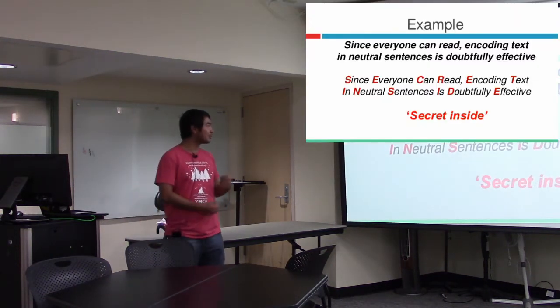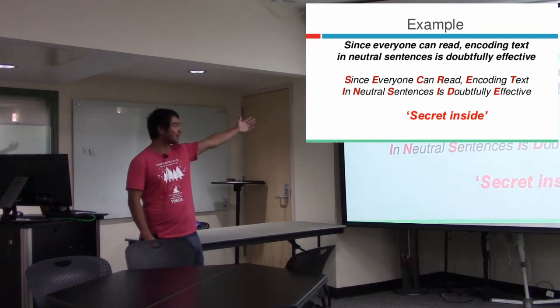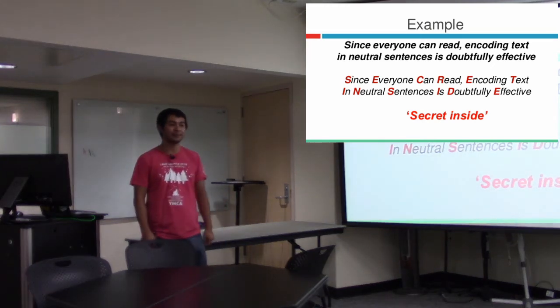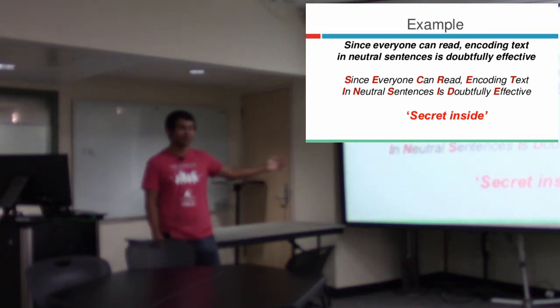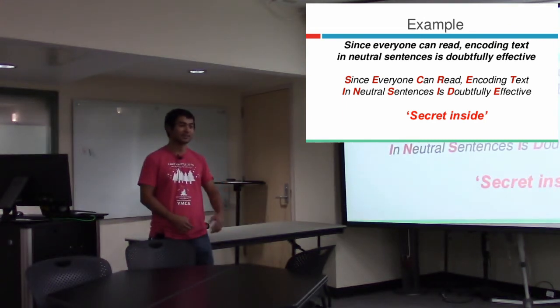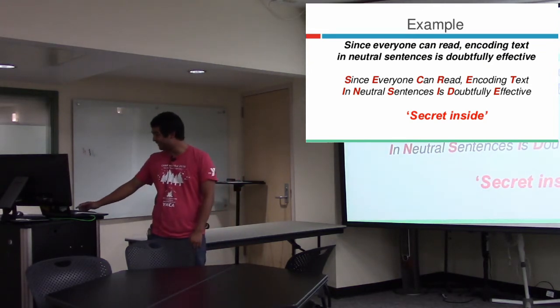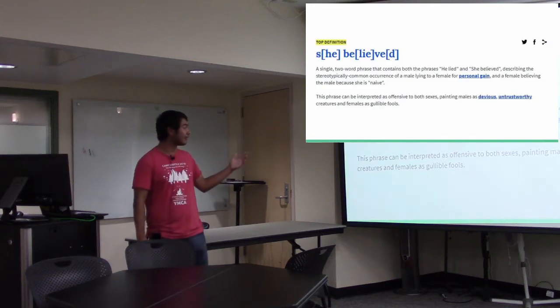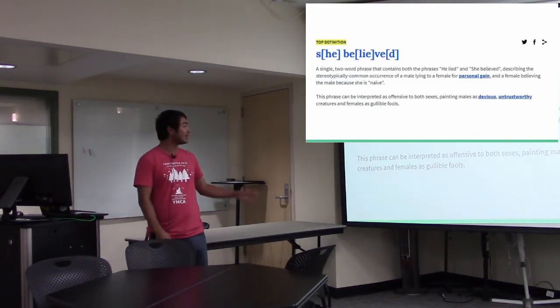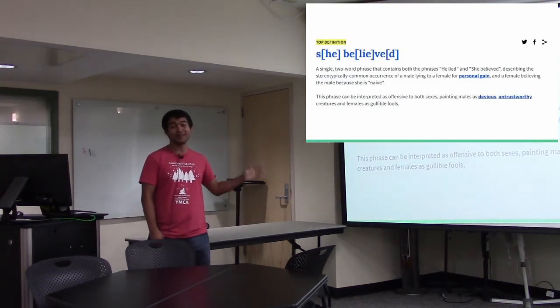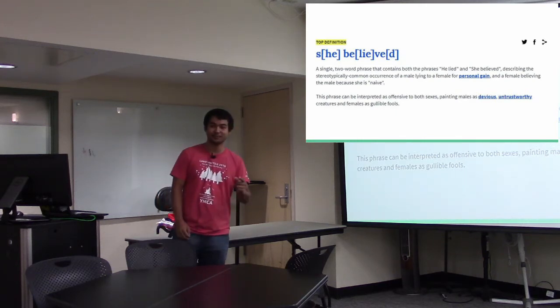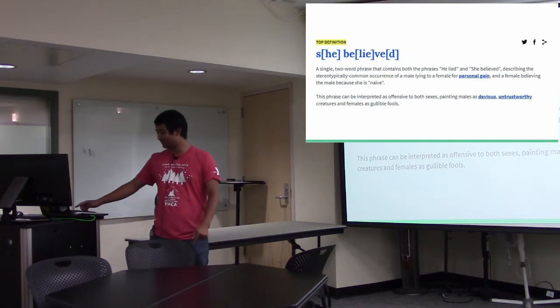All right, this is another example. Since everyone can read, encoding text in neutral sentences is doubtfully effective. So do you have a volunteer who can tell me what it says? It already says it on the screen. No? Okay. It says secret inside. That's what it says. This is my favorite one. So it says she believed, but I bet y'all won't be able to figure out the other one. He lied, because men are liars.